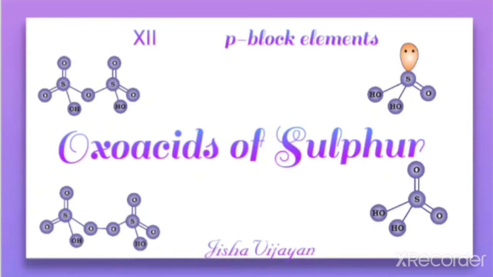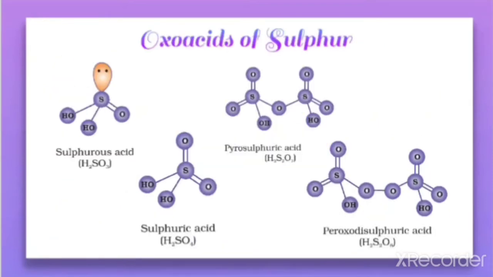Hello students, let us discuss oxoacids of sulfur. Sulfur forms a number of oxoacids. Only a few of these have been isolated as free acids. So let us discuss some important oxoacids of sulfur, like sulfurous acid, sulfuric acid, pyrosulfuric acid and peroxodisulfuric acid. The structures of these are important for us.